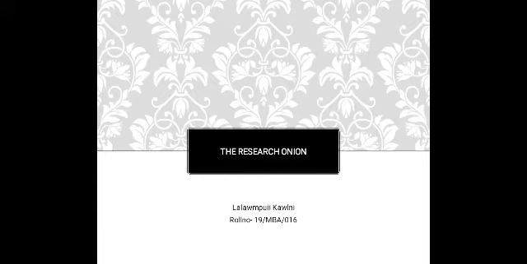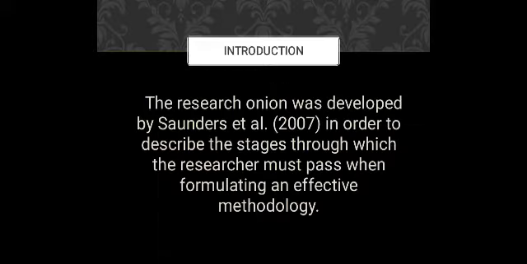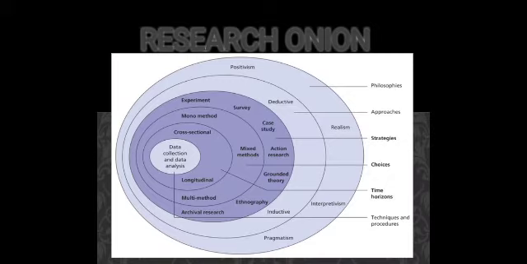So in this video, we are going to learn about the research onion. The research onion was developed by Saunders et al. in 2007 in order to describe the stages through which the researcher must pass when formulating an effective methodology. Here we see a diagram of the research onion showing all the details of what a research onion is, which will be further explained in this video.